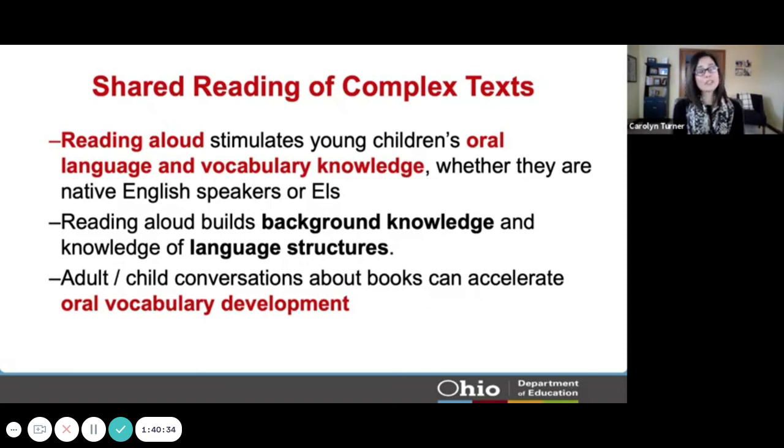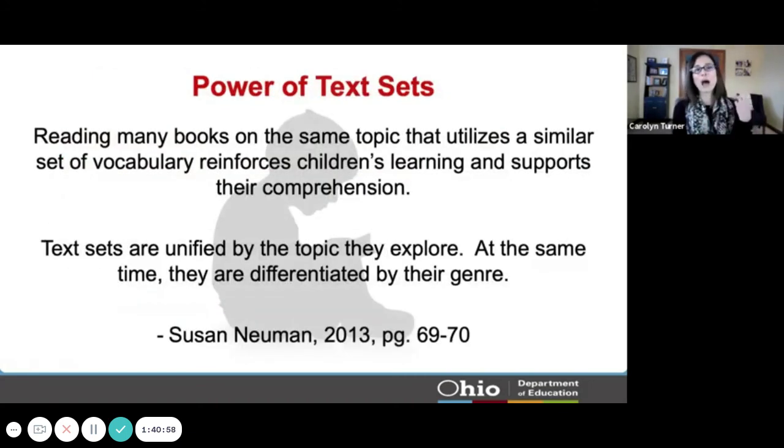So reading aloud stimulates that oral language, gets them to hear those complex language structures, gets them introduced to vocabulary, and this goes for native speakers and our English learners. It builds that background knowledge. If you're doing read alouds that are built on themes and text sets, that further enhances that background knowledge because you're reading about all types of topics. And so there is value in text sets.